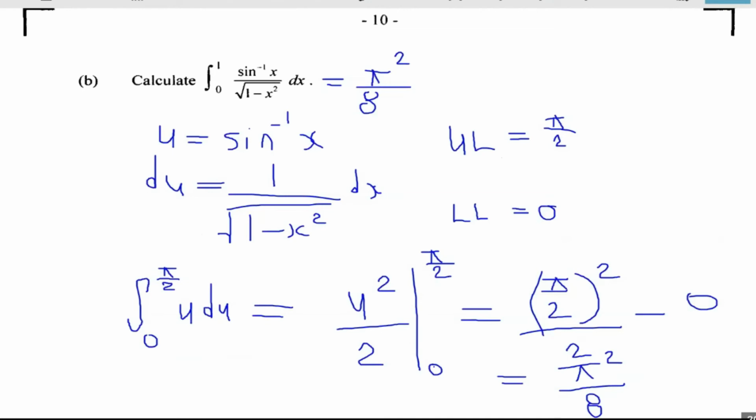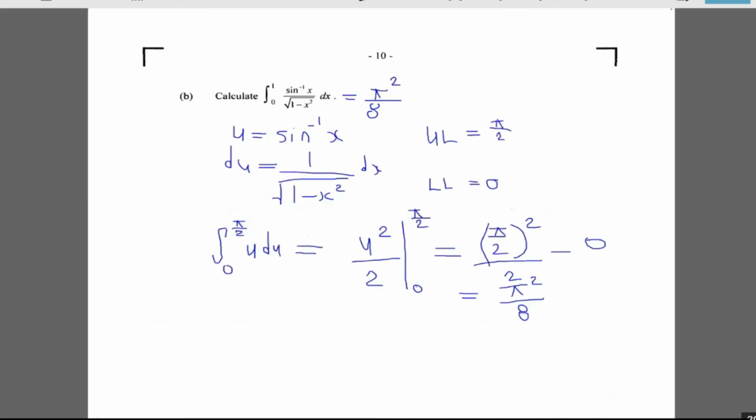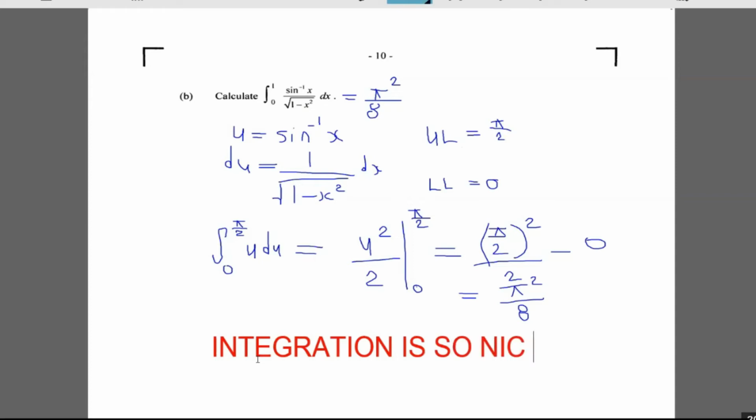So integration is so nice and easy. Say it with me. Integration is so nice and easy.